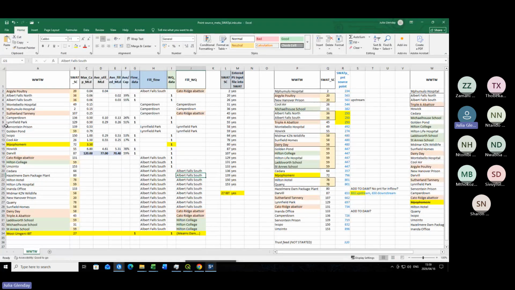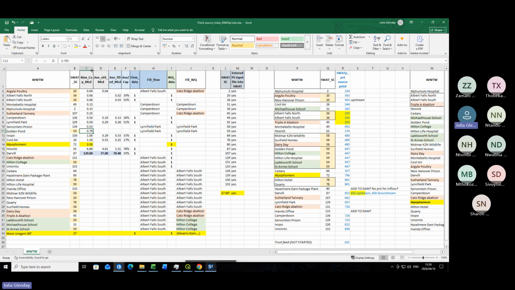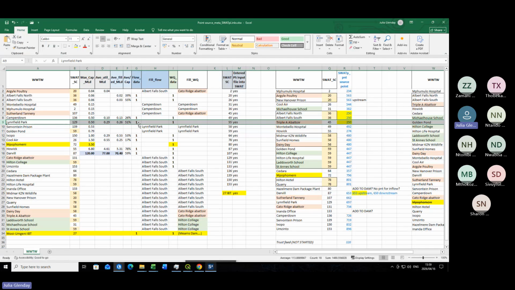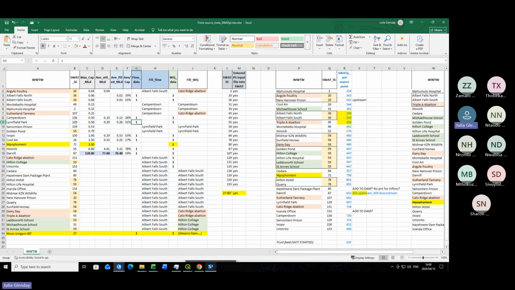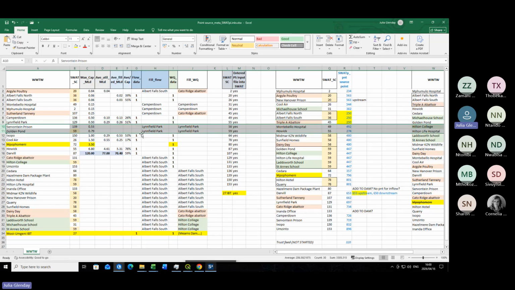Yeah. So, for example, Golden Pond wastewater works has a fairly high listed maximum capacity in megaliters per day. So I picked another one where I had data. Linfield Park has both flow data and water quality data, so I used it to fill some of the bigger ones where I don't have water quality data.